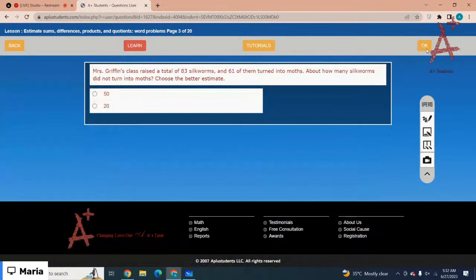Okay, Mrs. Griffin's class raised a total of 83 silkworms. 63 of them turned into moths. How many silkworms did not turn into moths? Choose the better option. So which is the correct option, 50 or 20? You can just round off 83 to 80 and 63 to 60. So how many of them didn't turn into moths? 80 minus 60 is 20. The correct option is 20.